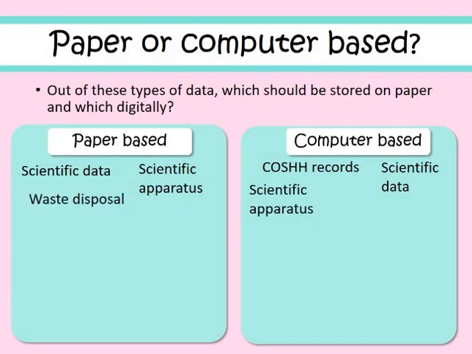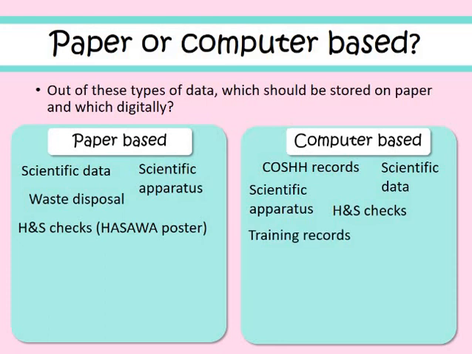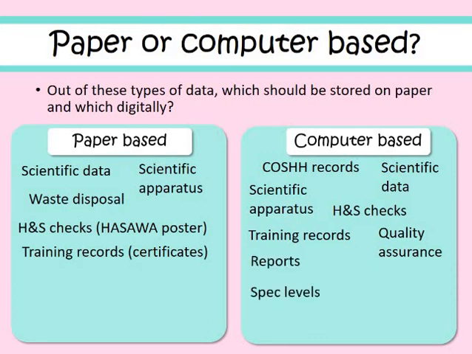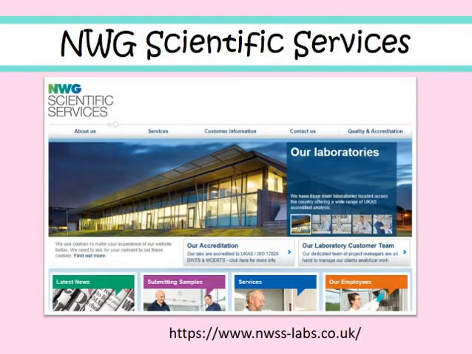Scientific apparatus tends to be paper-based in some places, but then others do it computer-based. Waste disposal is paper-based because it's quite important that you're able to move that piece of information wherever you need it to be. Health and safety checks, like the HACCP poster that you might remember from your assignment with Kirsty, that's paper-based. Obviously, it's a poster, but other bits of that can be stored on computer. Training records tend to be computer-based unless they are certificates. Quality assurance information is computer, spec levels computer, sample throughput is computer, management and security are computer. It makes sense to store as much as you can on computers because, as we saw before, there are many more advantages to that.